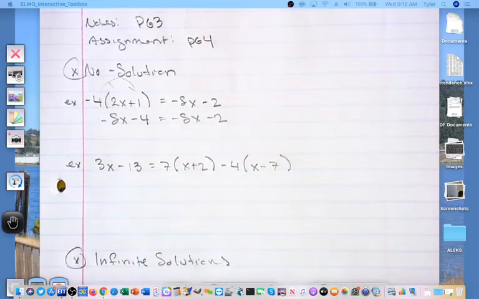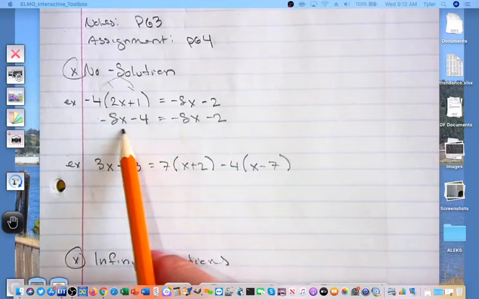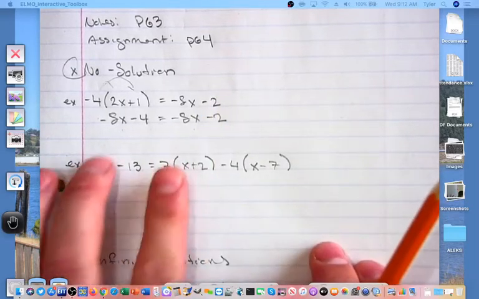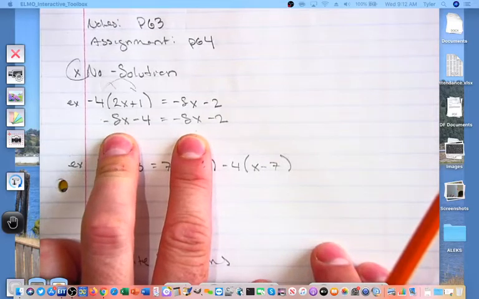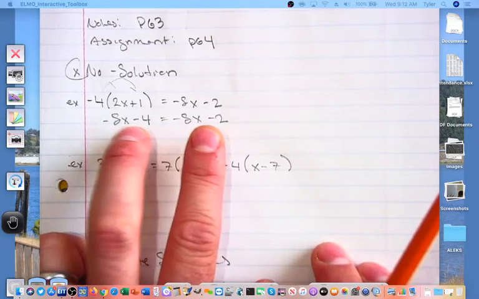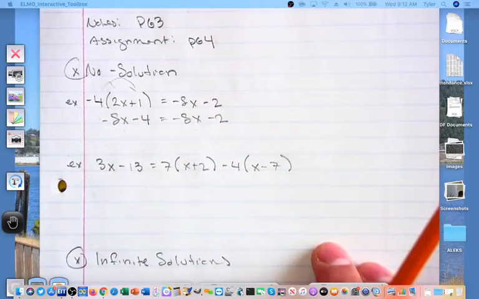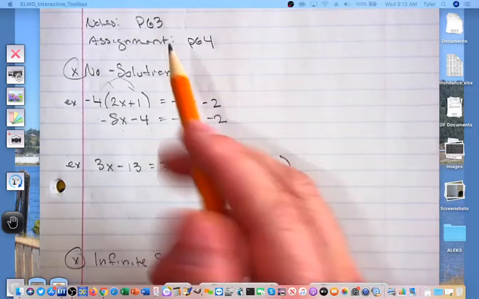Now, at this point, there may be some of you that begin to be able to recognize that there's no solution. This is logically impossible. We have negative 8x here, negative 8x here, and in one case you're subtracting 2, and in one case you're subtracting 4. That means that there's just no way that these will end up being the same value. But let's attempt to solve it by collecting the variables on the left side, constants on the right.